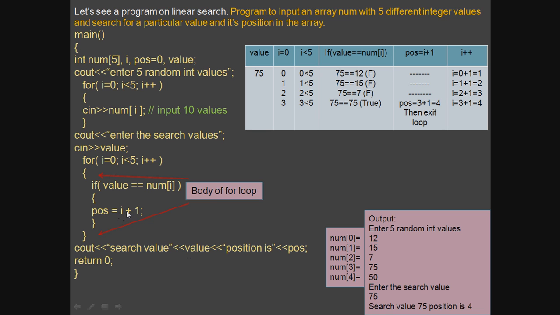If we just write I and not plus 1, it will come out as number 3, which in terms of the output is not the correct position, right? So number 3 will come here. That's why we write I plus 1. So when we run this, search value, and then the value, which is 75, position is 4, right?